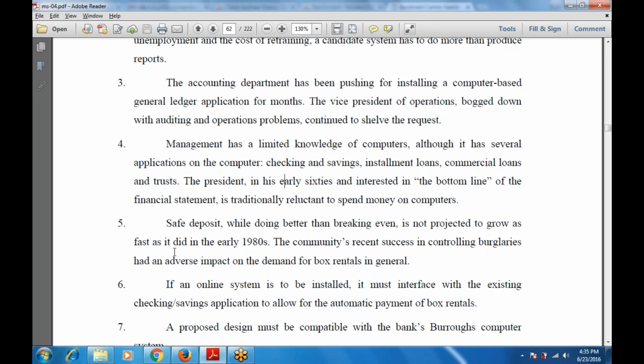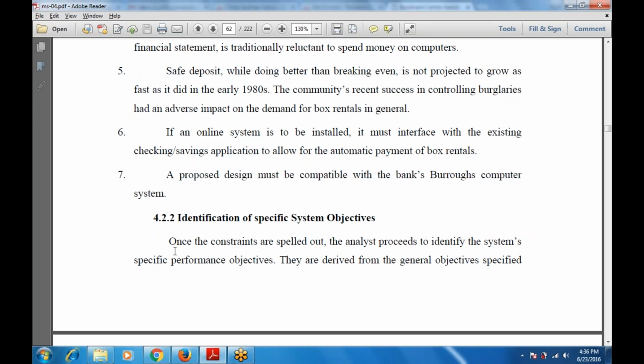Now, if the online system is to be reinstalled, it must interface with the existing checking and saving application to allow for the automatic payment of the books rentals.